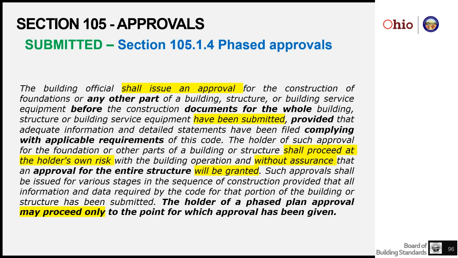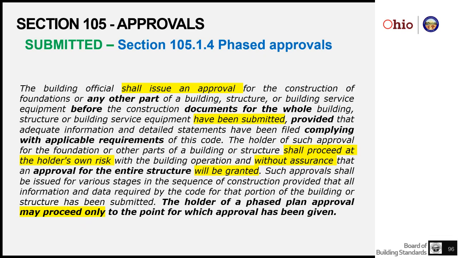The risk is assumed by the owner with a phased approval, because as more is known about that building, it may impact requirements for parts of the building that have already been constructed. So the owner does need to know that in the phased approval. They should have enough information about the whole building so that they don't have worries that they can't get approval for the entire structure at the end of their process.